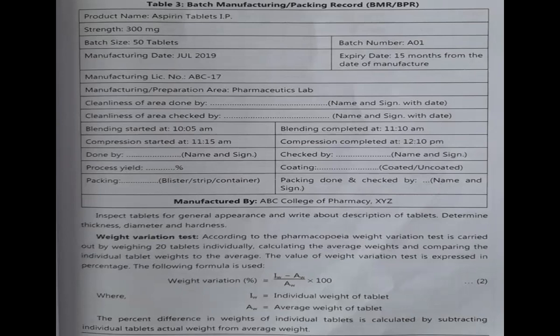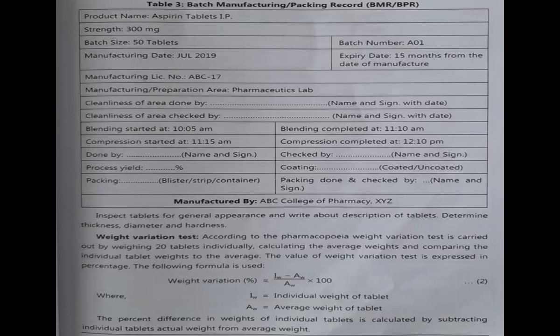Okay. Manufacturing preparation area: pharmaceutics lab. Generally, industrial pharmacy comes under the department of pharmaceutics, so whatever practicals you are performing are obviously performed in the pharmaceutics laboratory. So just write it right here. Then cleanliness of area done by: those who are maintaining hygiene, just write the name of your lab attendant and get their sign. Okay, so these are very casual details.